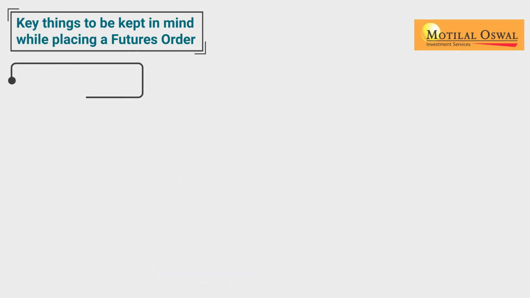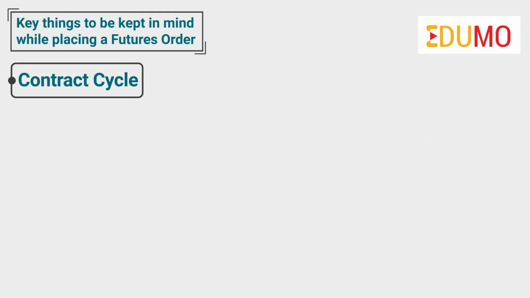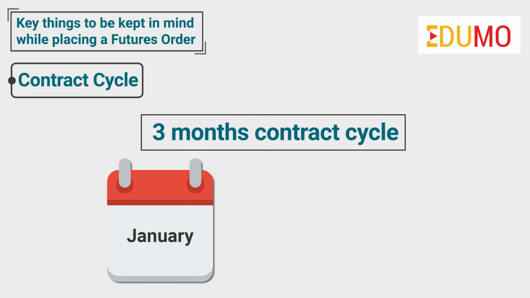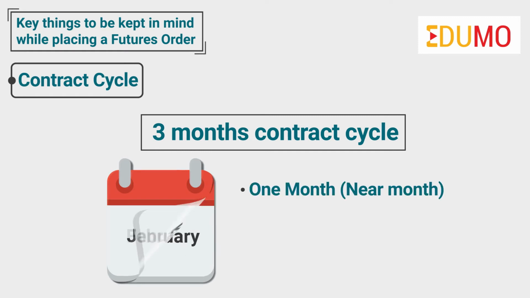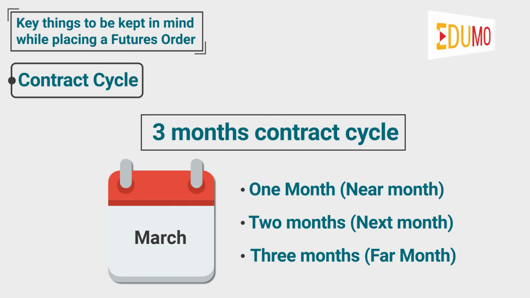Next is contract cycle. A contract cycle is a period over which a contract trades. The maximum number of index futures contracts are of 3-month contract cycles, 1 month or near month, 2 months or next month, and 3 months or far month.